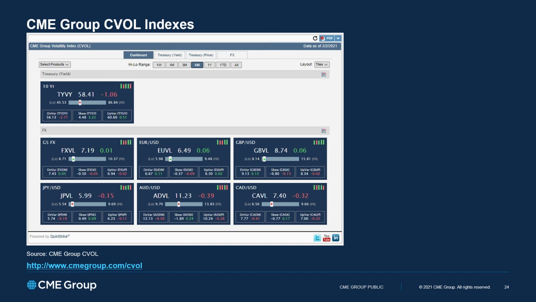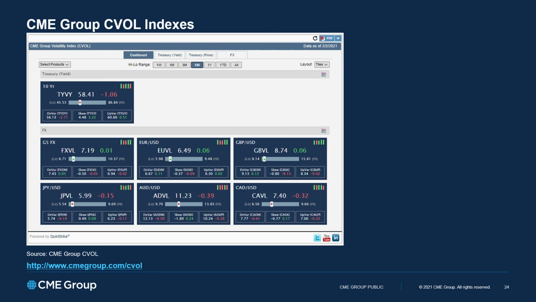If we look at the 10-year here, there's a lot of information in this little box. The green and red bars give me the last 5 days of the CVOL index, which doesn't tell you what the volatility is. It's an index number. But in the 10-year, you can see it was 58.4, and over the last 5 days it was up, down, up, up, down. It tells you what the pattern for implied volatility has been in the 10-year.